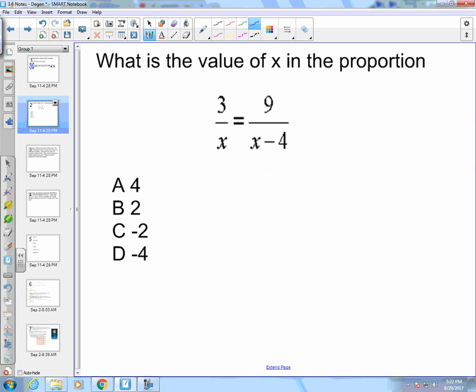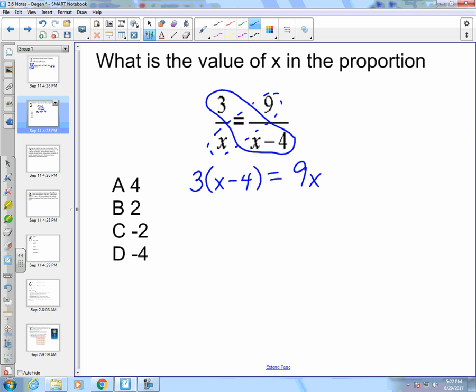Let's do this in a problem where we can see it happening with the information given up here. We are going to multiply our cross products. So we have 3 times x minus 4 equal to, on the other set of cross products, 9 times x. That means that we're going to do a little distributive property here. 3x minus 12 is equal to 9x. We want to move our variables all to one side, constants on the other, like we were doing earlier in our different sections we've worked on before.